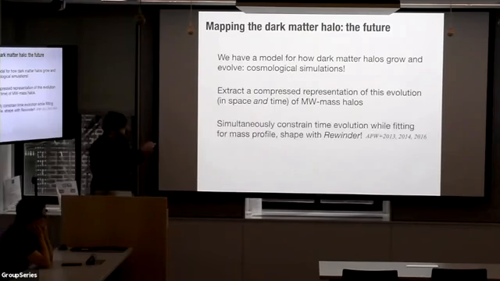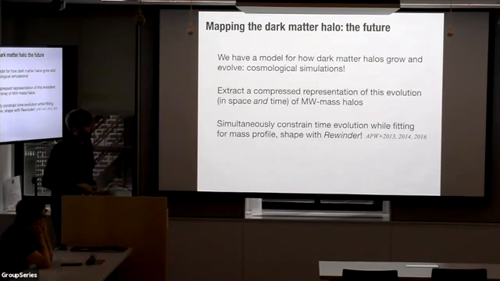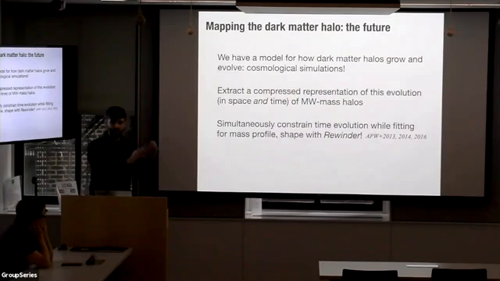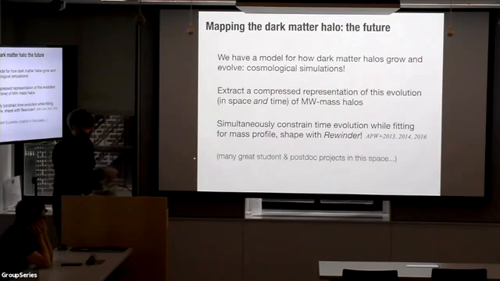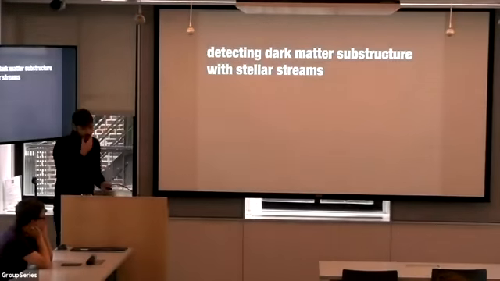So anyway, if we're able to extract these kind of compressed representations and very quickly evaluate the state from these representations, we'd then be able to put these in with the toy models that we're trying to fit using something like the stream rewinding that I was showing before, and get constraints simultaneously on this complex time evolution and on the summary properties. So I think there's a lot of great student and postdoc projects in this space that make really good connections between the different groups here.